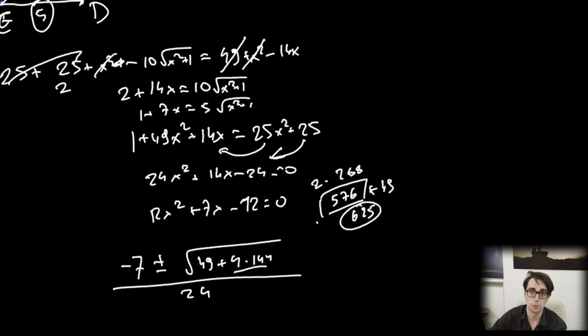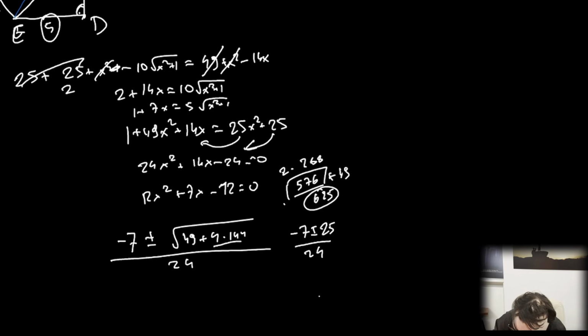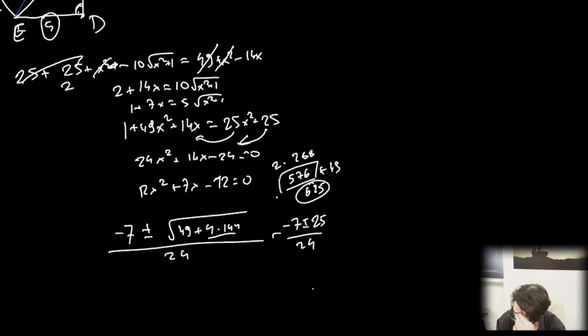What is 625? Remember your squares. You sort of get to know your squares very well the more problems you solve. 625 is 25 squared. So you have minus 7 plus or minus 25 divided by 24. And so you have the plus thing. What does that give you? That gives you 25 minus 7 is 18 over 24. You can divide by 2, and then you get 9 over 12. You can now divide by 3, and you get 3 over 4.